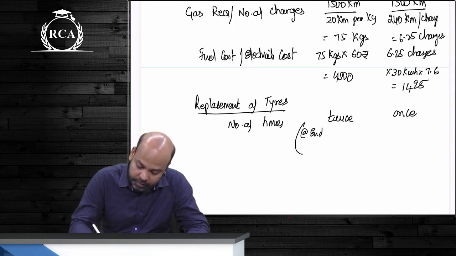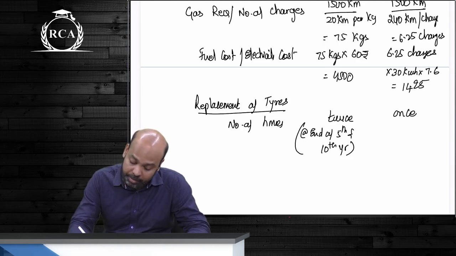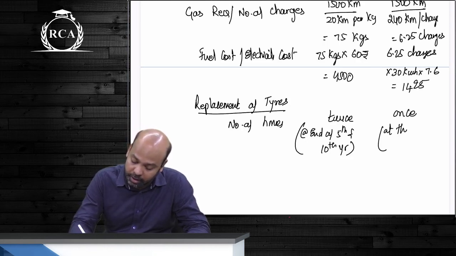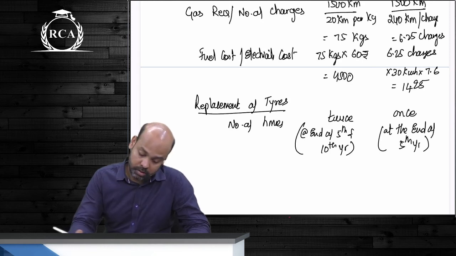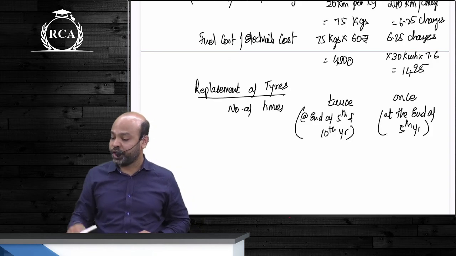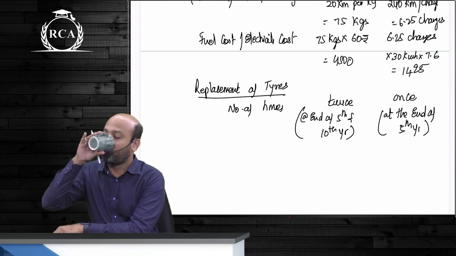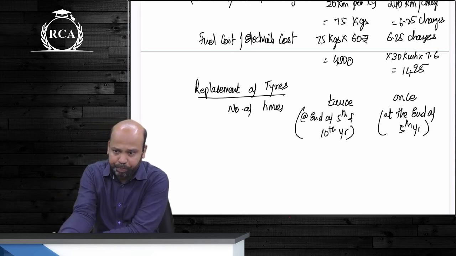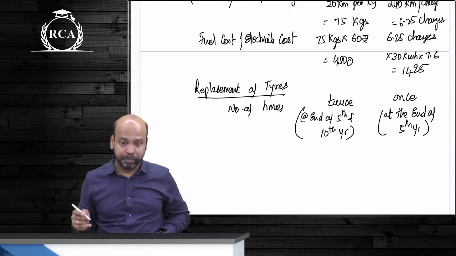At the end of 5th and 10th year, not at the end of 15th year. यहाँ पे because life is only 10 years, only at the end of 5th year. These are the number of times you are going to change your tires. Do not forget बेटा, life is 15 years and 10 years.